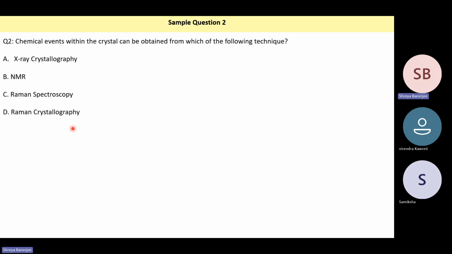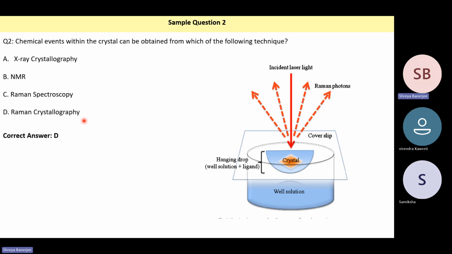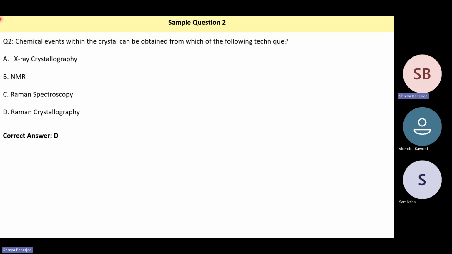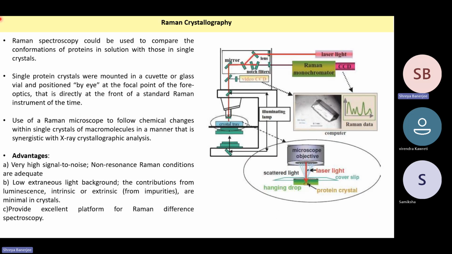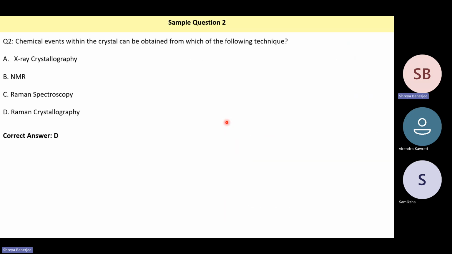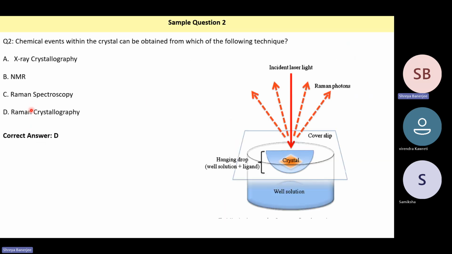Then it is saying chemical events within the crystal can be obtained from which of the following techniques? Here, the answer is Raman crystallography. That is what we studied in the last slide before the questions, that in Raman crystallography, we can focus the Raman spectrometer onto a single crystal and study what are the chemical changes happening inside that crystal. So the correct answer is Raman crystallography.